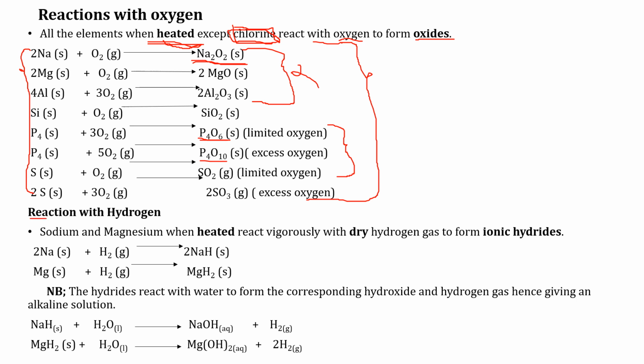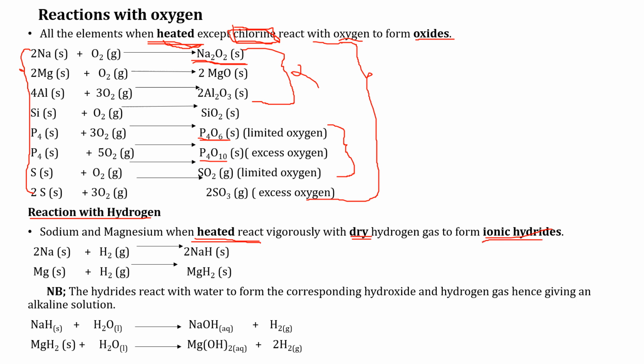Proceeding to the reactions of hydrogen. Now we are saying that sodium and magnesium when heated react vigorously with hydrogen to form ionic hydrides. Note that all the conditions that are required are bolded, implying that if you're trying out an inorganic number and you don't consider the things that are bold, you are most likely to lose marks. So heated sodium or magnesium will react vigorously with dry hydrogen gas to form ionic hydrides.